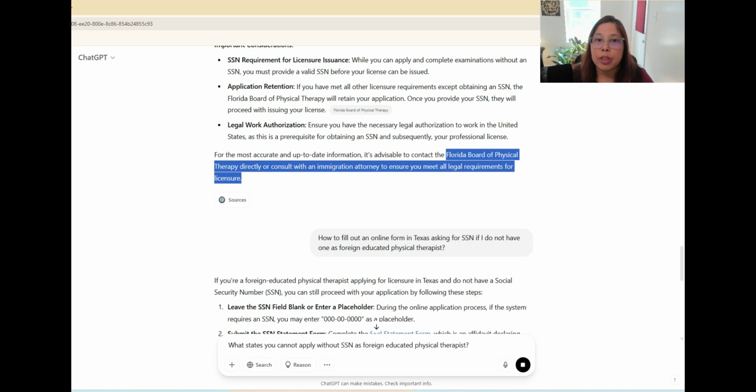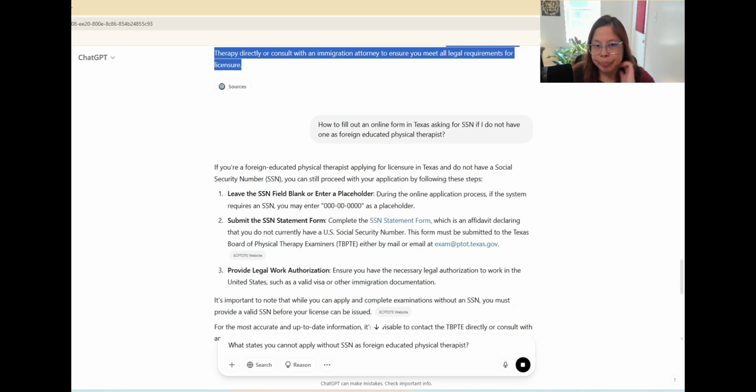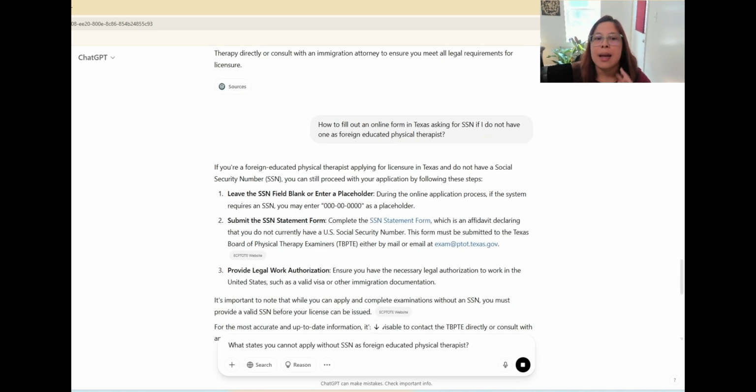Okay, so the third one is Texas. For Texas, it's the same thing. It's asking for a social security number, and if you can leave it blank, leave it blank. If not, then put 0000000. Okay, submit the social security number statement form. Just like Illinois, they have a form that you have to fill out, which is an affidavit declaring that you do not currently have a social security number.